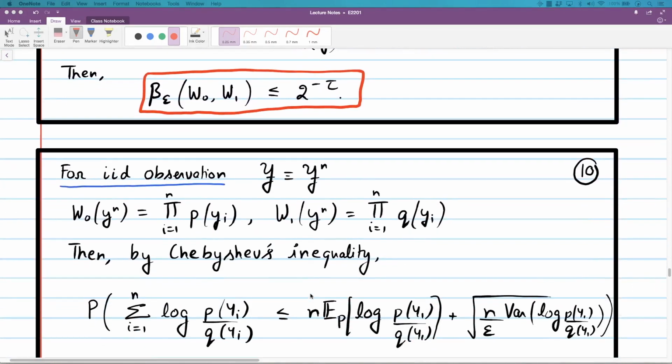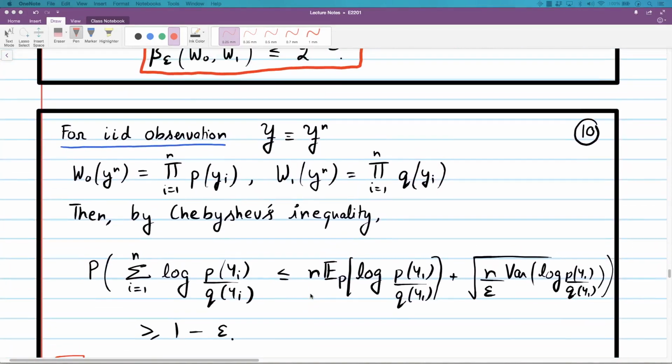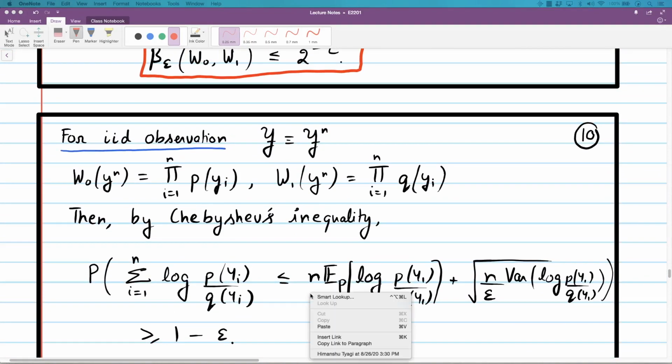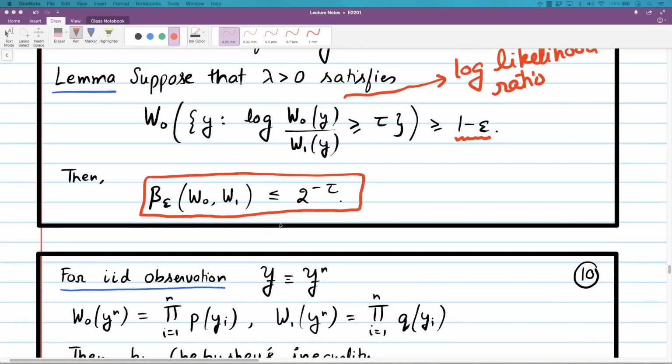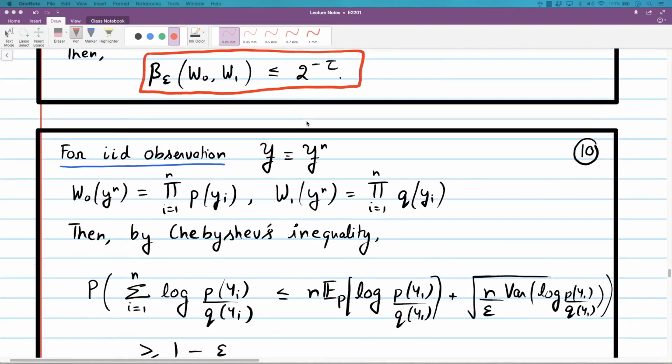Okay. So now let's look at the case of IID. This is a general result. Let's look at the case of IID observations. So when IID observations are there, we can find such an estimate. All we have to find is an estimate for this tau to get this upper bound. So if W0 and W1 are IID repetitions, as was in our coin toss examples, W0 will be this product distribution and W1 will be some other product distribution under Q.